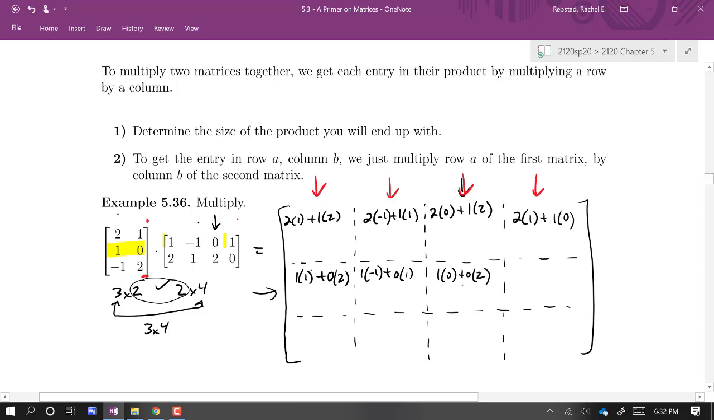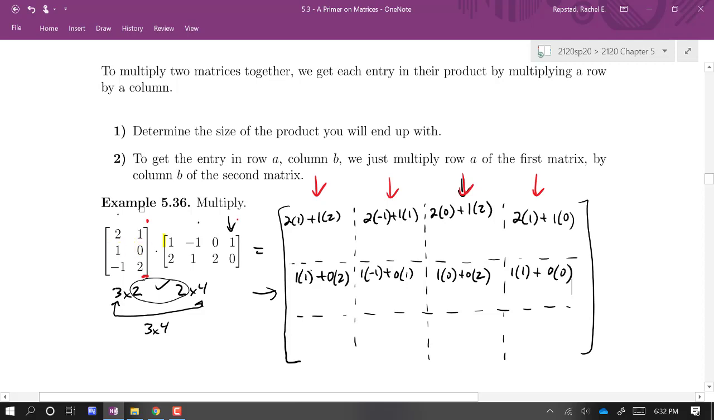Now as you work these out, you might just decide, you know what, I can find these products in my head pretty easily and then just add them up, and that's fine. I'm kind of just showing you each step of the process to make sure that we see how we actually do the multiplication. And now the last column, 1 times 1 plus 0 times 0.